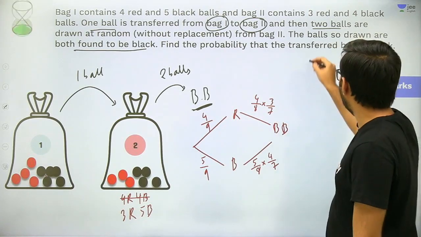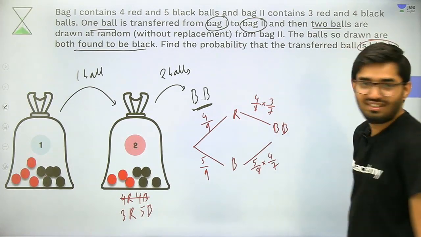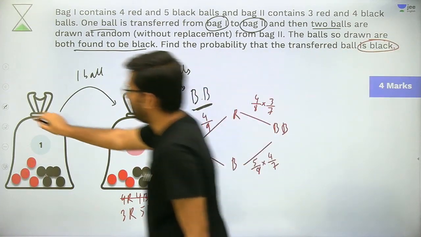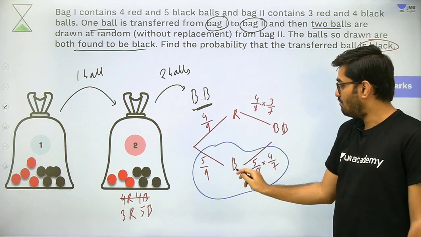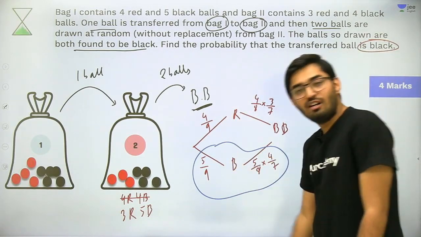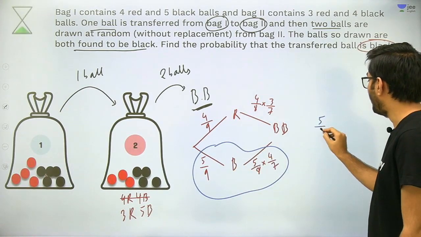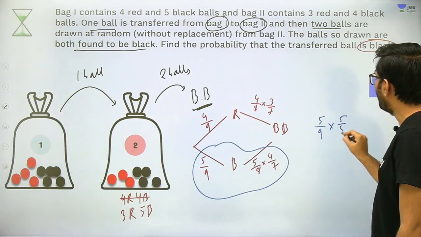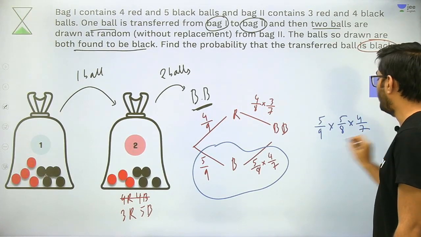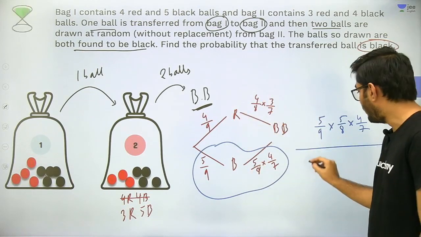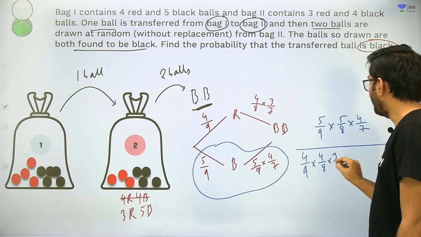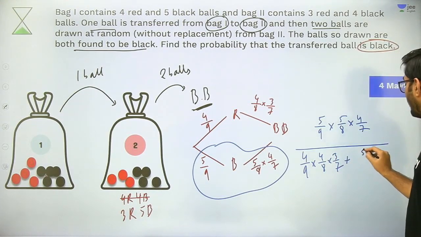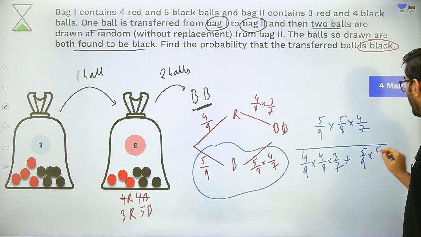Now they are asking to find the probability that the transferred ball was black. The favorable case is the black one, so that comes in the numerator. The final answer will be 5 by 9 into 5 by 8 into 4 by 7, divided by the total. The total is 4 by 9 into 4 by 8 into 3 by 7 plus 5 by 9 into 5 by 8 into 4 by 7.